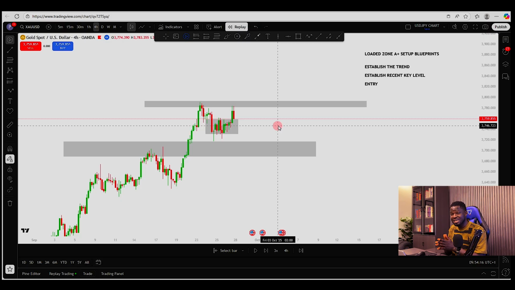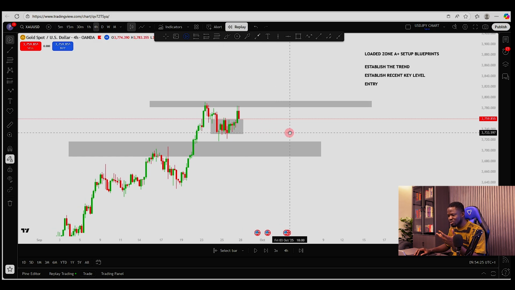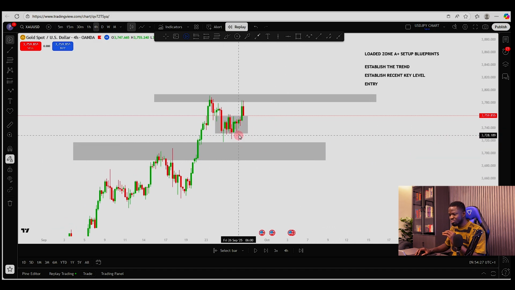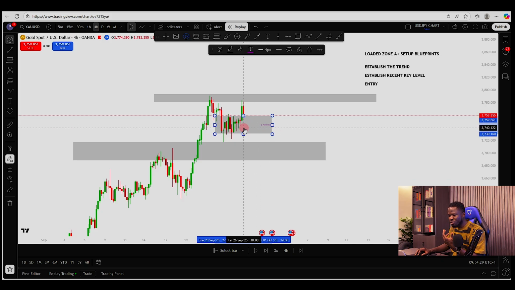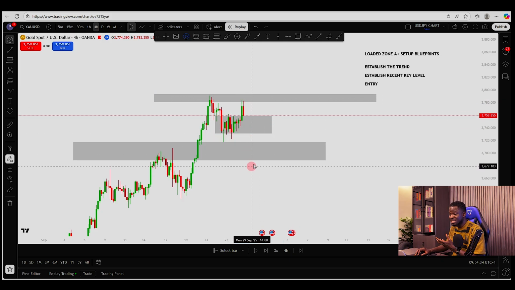And consolidation market is the third type of trend. We have uptrend, downtrend, and consolidation market. Whenever price action is consolidating, you are not supposed to trade. You're supposed to exercise a lot of patience and wait for price to either break the price action to the upper side or to the downside.